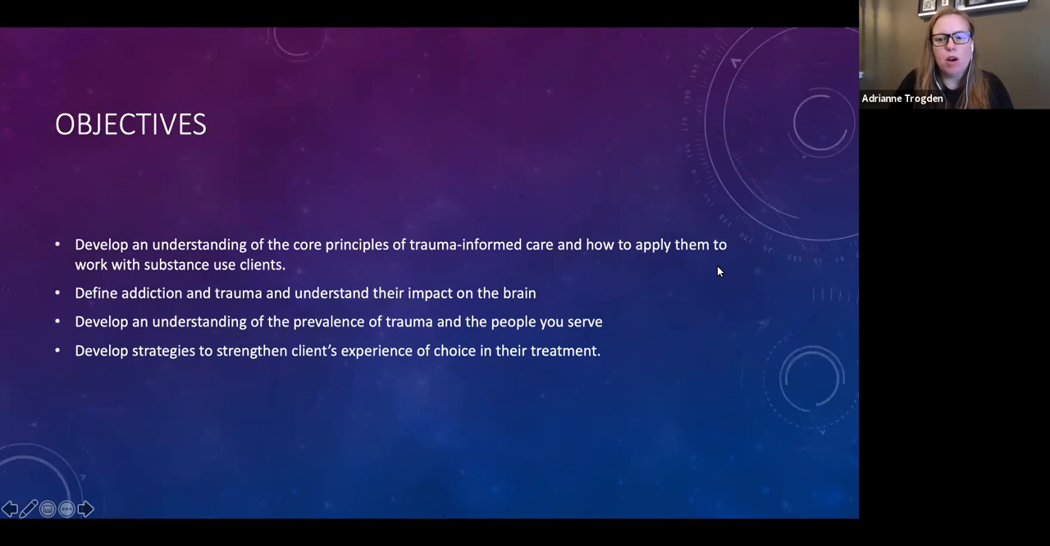Okay, so here's what we're going to go over today. We're going to talk about the core principles of trauma-informed care and how to apply them to work with substance use clients. We're going to talk a little bit about the brain, and how trauma and substance use or addiction impact the brain. We'll talk about the prevalence of trauma, and then about strategies on how to help clients who have these co-occurring pieces of substance use or addiction and trauma. So it's a lot to get done in a short period of time. We'll see how we do.